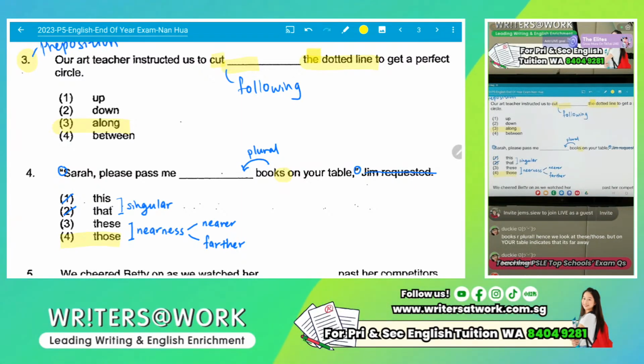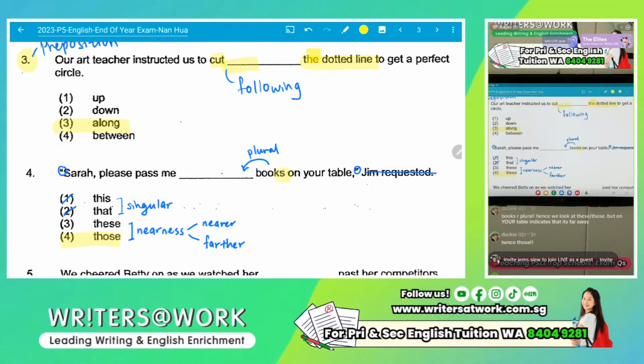Well done, Ducky, for getting the right answer as well. Yes, books are indeed plural. These, those, but for proximity. Yes, thank you very much. Very concise and very detailed explanation from Ducky, for how we use those and when we use these in a question.